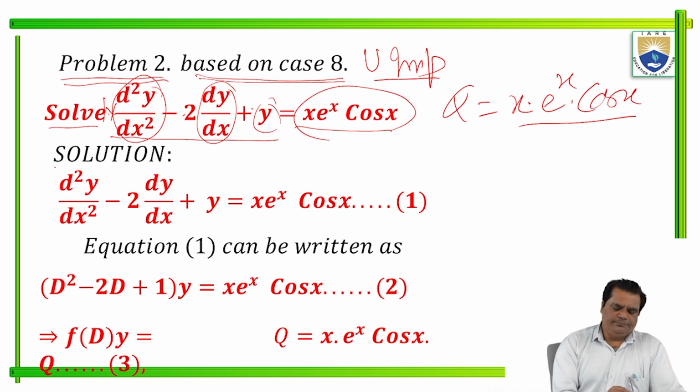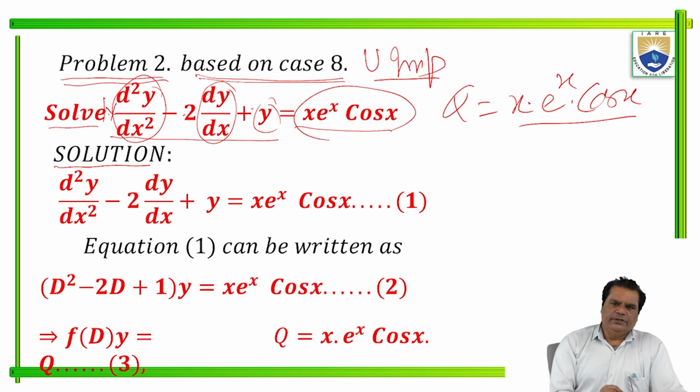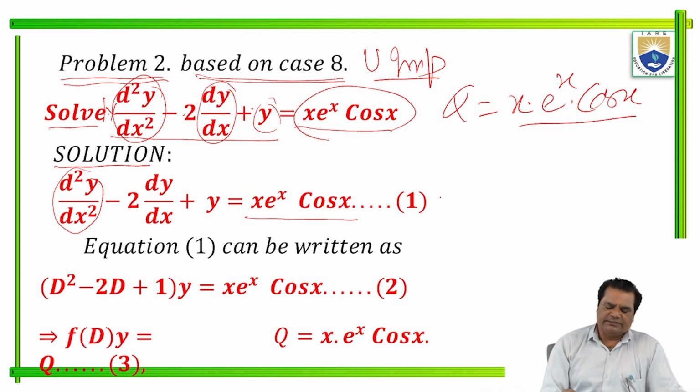Solution. How can we find the solution of this question? Very slowly and very easily we want to solve it. So again we take this question: d2y over dx2 minus 2 dy over dx plus y equal to x e to the power x cos x. This is equation 1, and this question is given in our question paper.